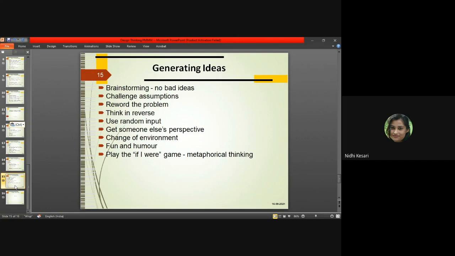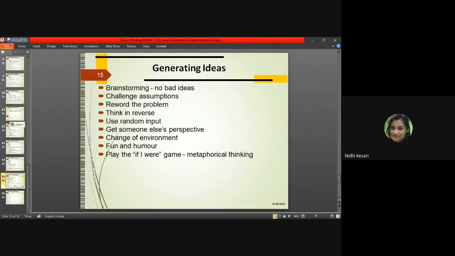processes. Use random inputs. Random inputs can be as random as you can think, and one of the random inputs can be to just open a book, take a word, and try to define the problem in relation to that word. So you can simply understand how random an input can be. It can be anything, just out of the box. You have to take a word, define the problem, and try to build the problem around that word. It may give you certain new path-breaking ideas.